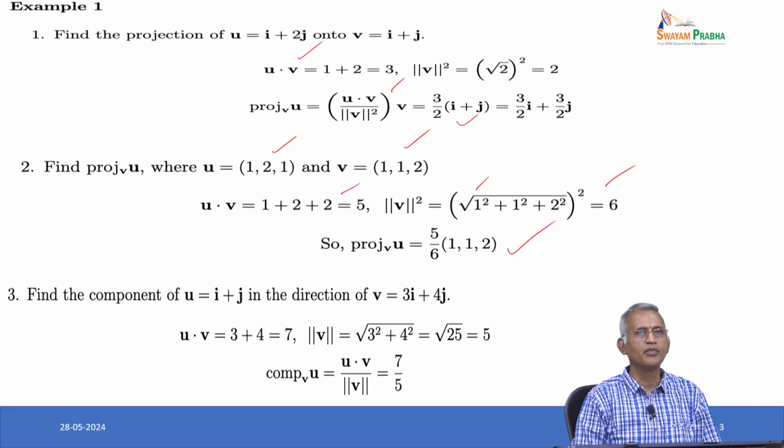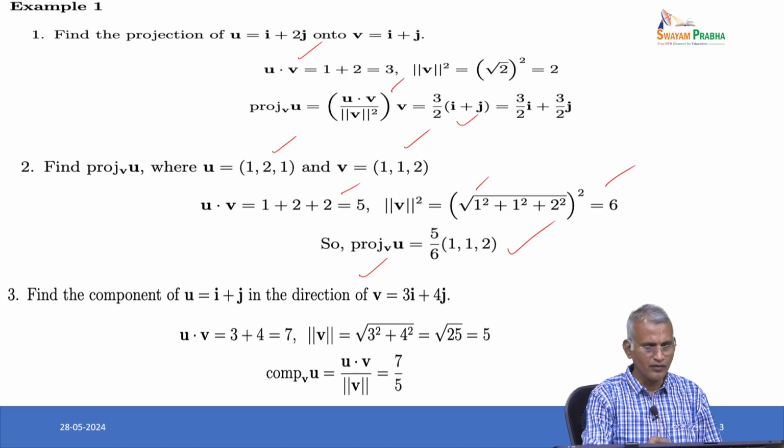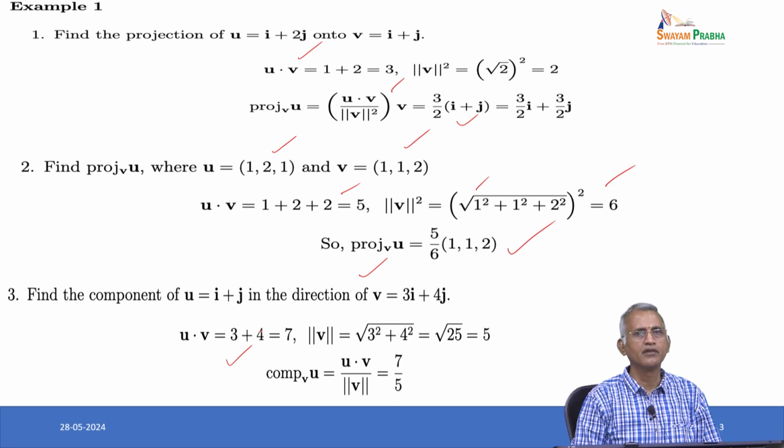Next, find the component of u equal to i plus j in the direction of v equal to 3i plus 4j. Now, u and v are known, so the dot product u dot v equals 3 plus 4 equals 7. Therefore, norm v equals root of 3 square plus 4 square, which is root of 25 equals 5. Therefore, component of u over v equals u dot v by norm v, which is 7 by 5.